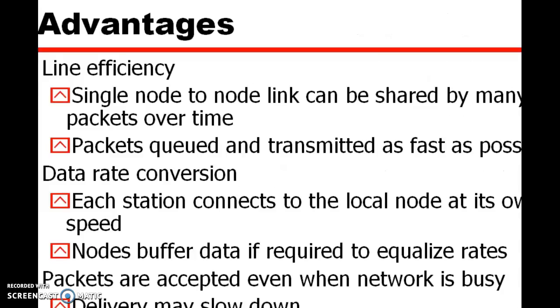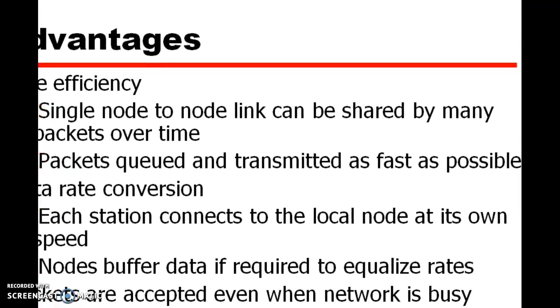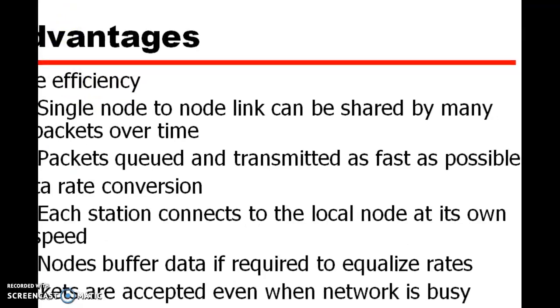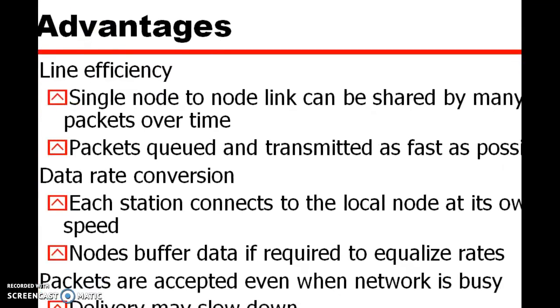Now, advantages of packet switching. First is line efficiency. A single node-to-node link can be shared by many packets over time. Packets are queued and transmitted as fast as possible. And data rate conversion: each station connects to the local node at its own speed. Nodes buffer data if required to equalize rates. Packets are accepted even when the network is busy.